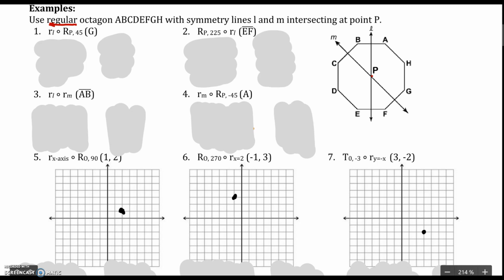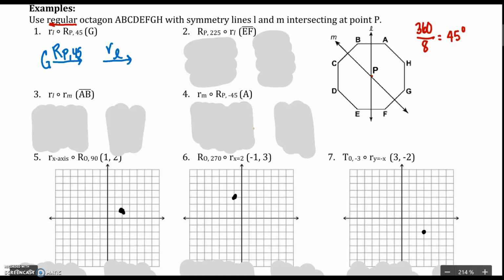So that means that the first thing we're going to do to point G on number 1 is rotate it around point P 45 degrees. And then once we do that, we'll then reflect that over line L. So for starters, we do need to know how many degrees it is between each letter. So since the full circle is 360 and there are 8 letters that are equally distant apart, we're going to divide that. And that is 45 degrees. So it's 45 degrees between each letter.